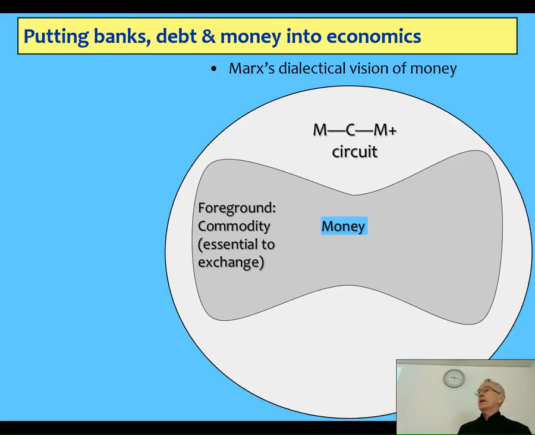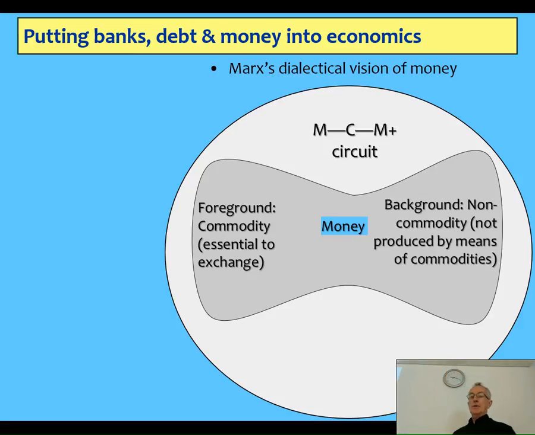The foreground aspect of money is that it's a commodity. It's essential for exchange in that sense. You're not going to get exchange unless you have money. But it's a non-commodity. You can't produce it by means of other commodities, so calling it a commodity is mistreating it. Which, of course, when you think about gold bugs and the barter attitude to the economy, is what they are doing, treating money as just another commodity.